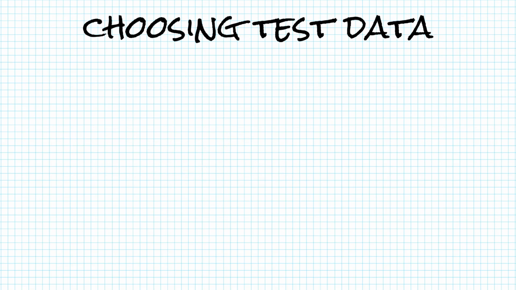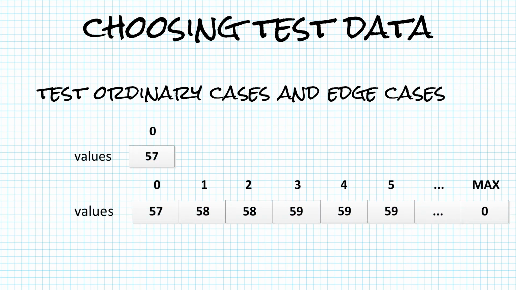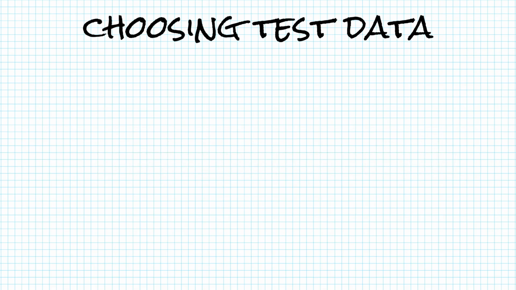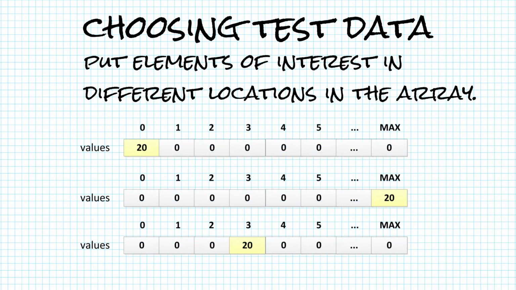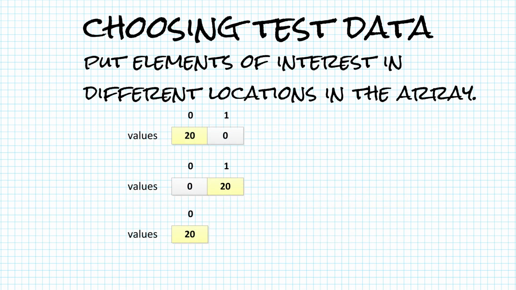Once you've written an array processing algorithm, you'll want to test it thoroughly. Choose test data that will test ordinary cases and edge cases. Edge cases might include a very small or large array, for example, an array of one element, or partially filled arrays. Put elements of interest in different places in the array, especially at the beginning and end, and do that for arrays of different sizes.